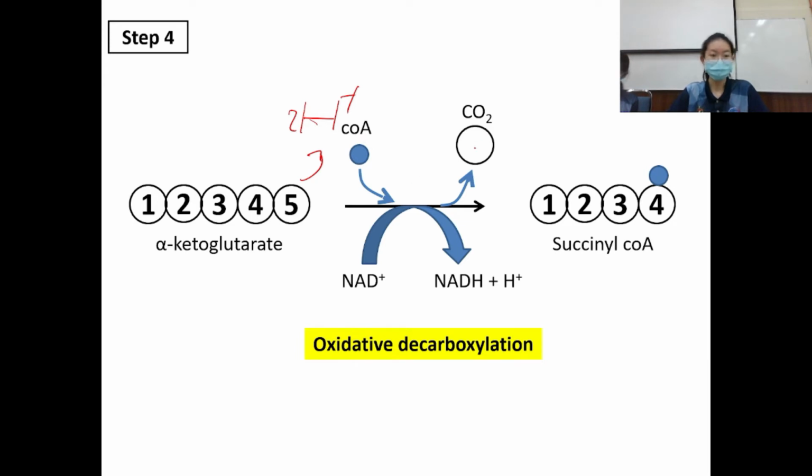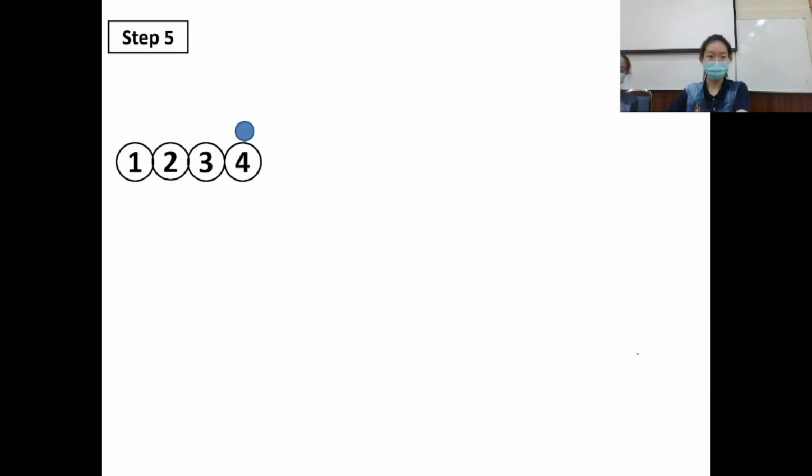But at this time, the alpha-ketoglutarate accepts the coenzyme A. So the product will have the coenzyme A here. This blue circle is the coenzyme A. So after oxidation, decarboxylation, and accepting the coenzyme A, it will form succinyl-CoA. And when it accepts the coenzyme A, the succinyl-CoA becomes high energy and the bond between them is unstable. So let us proceed with the fifth step.